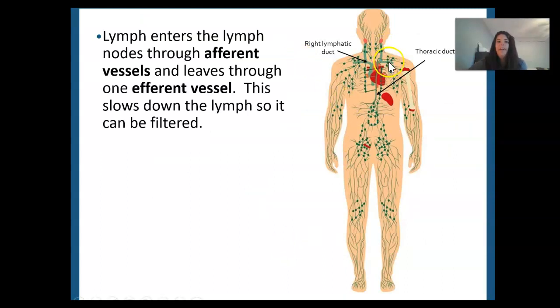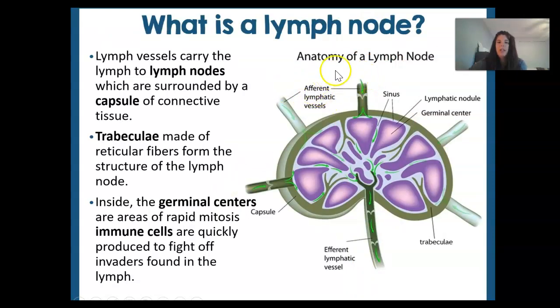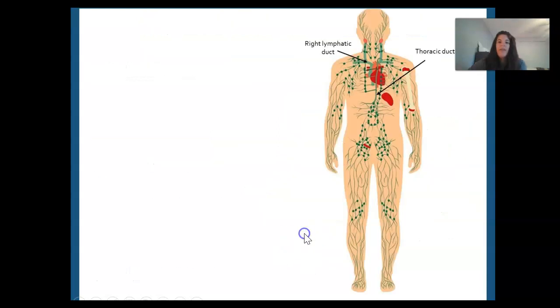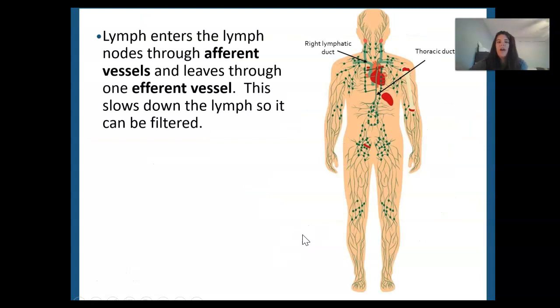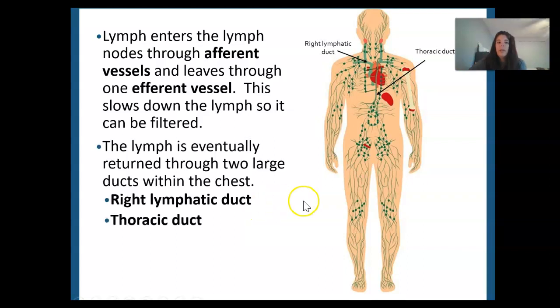So what happens is the lymph enters the lymph nodes through afferent vessels. Okay, so let's just look back to this picture. So lymph is going to come from the lymph vessels, remember, so it went to the capillaries. Those capillaries join together to form lymph vessels, and those lymph vessels then are going to bring the lymph into these lymph nodes. Now, when we want to leave the lymph nodes, they're going to leave out those efferent vessels. This actually helps slow down this process of coming in through the afferent vessels and going out the efferent vessels, and slows down the lymph so it can be filtered.